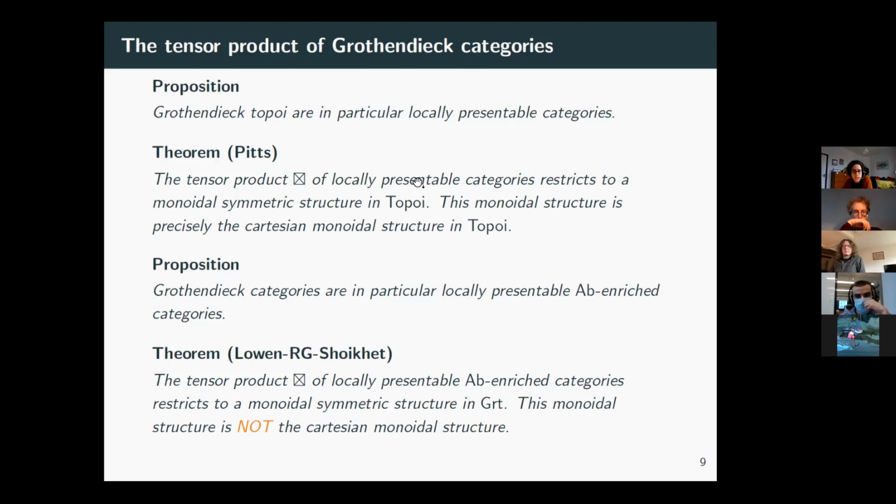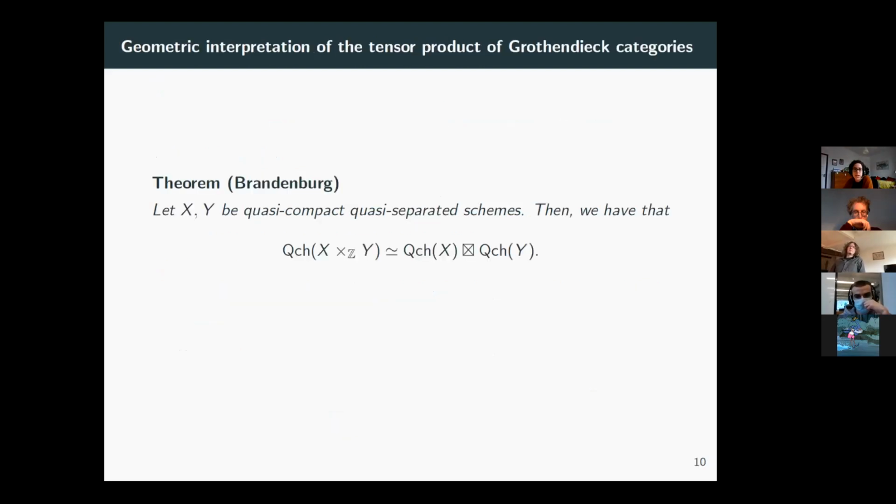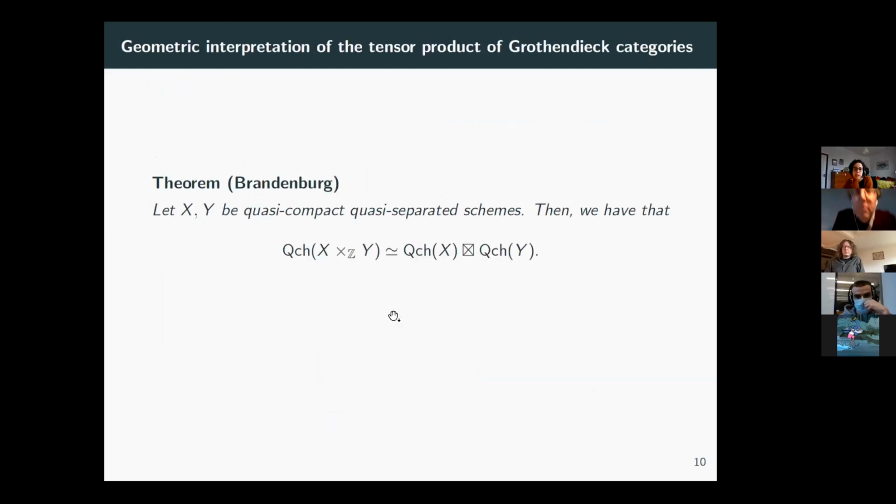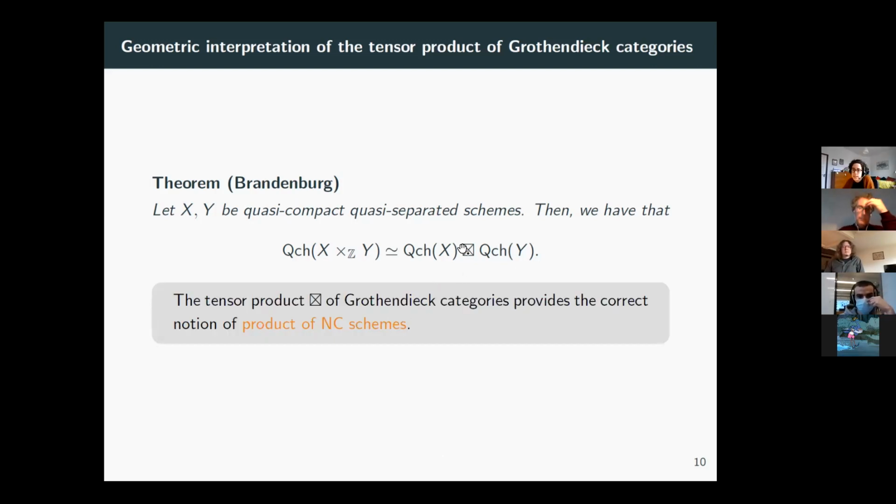But of course, we are interested in the flat case, what happens. And before I go there, let me first show that this tensor product actually has a geometric interpretation. And this is given by this theorem of Brandenburg that says if you have two quasi-compact, quasi-separated schemes, then the category of quasi-coherent sheaves of the product of X and Y is equivalent to the tensor product of the category of quasi-coherent sheaves of X with the category of quasi-coherent sheaves of Y. So we can actually see this tensor product as the product of non-commutative schemes. Somehow we had the product in the commutative classical setup, and this is precisely given by the tensor product in the categorical models of these schemes. So we can interpret this tensor product as the product of non-commutative schemes.